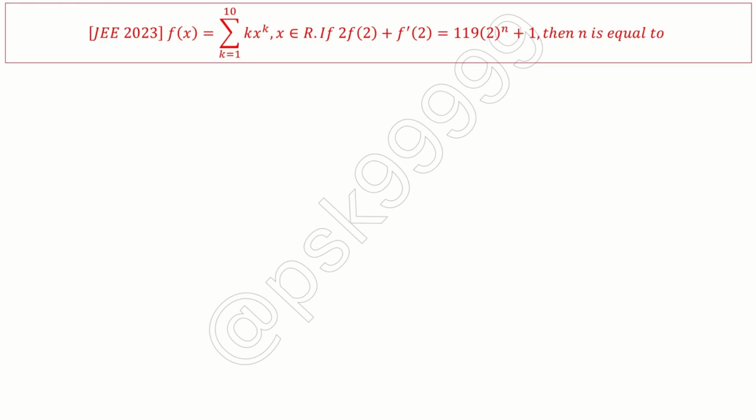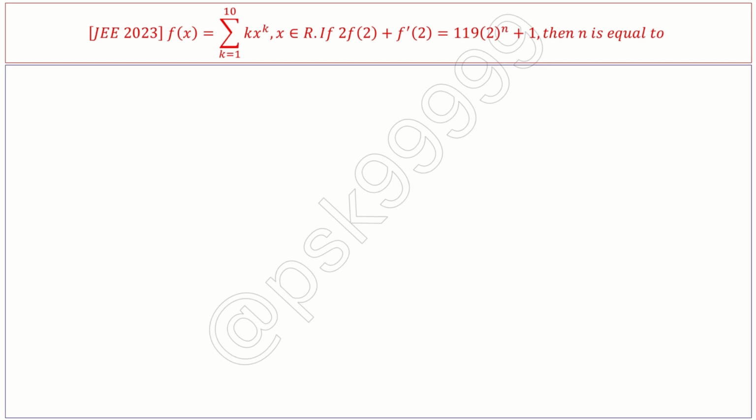Next, f of x equal to sigma k equal to 1 to 10 of k times x to the power of k, where x belongs to real numbers. If 2 times f of 2 plus f dash 2 equals 119 times 2 to the power of n plus 1, then what is the value of n? Okay, first thing is let's define f of x clearly. If I expand, f of x is nothing but x plus 2x square plus 3x cube up to 10 times x to the power of 10. Correct, this is an arithmetico-geometric series.